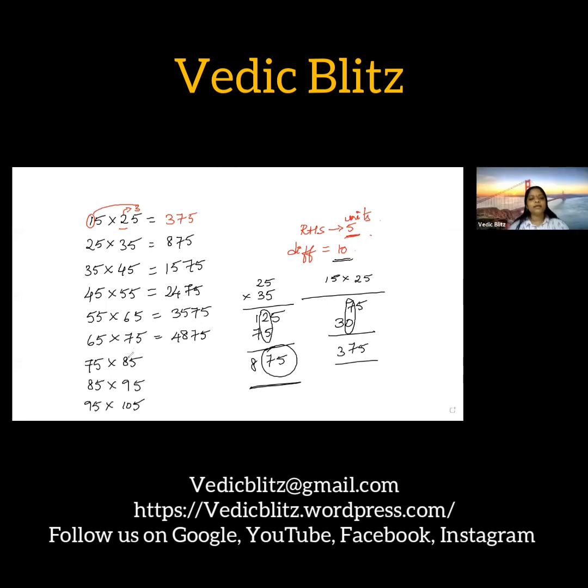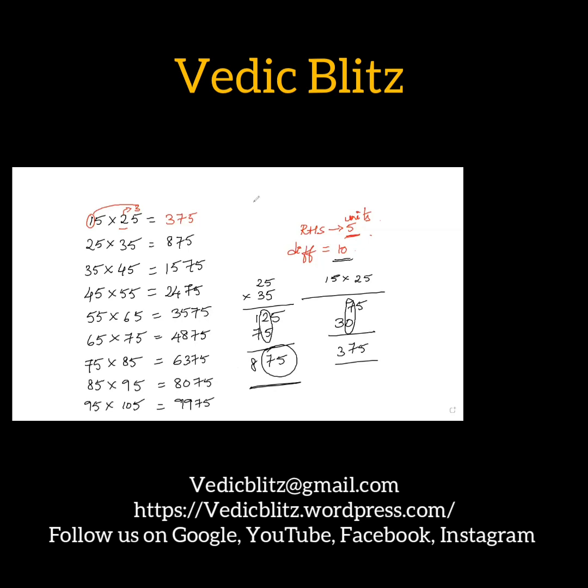For 8, the Ekadhika is 9. 9 sevens are 63. 6375. And 8 tens are 80, 8075. And 9 11s are 99, 9975. In this way, we can complete the answers. Any doubts? No, ma'am. Okay.